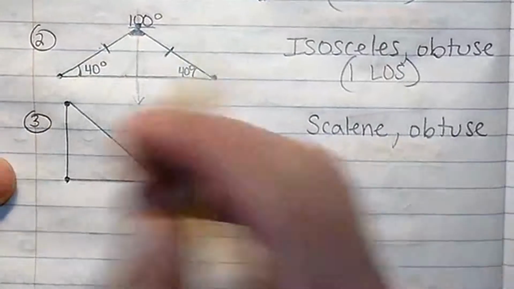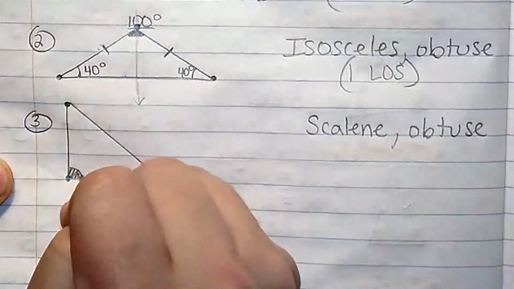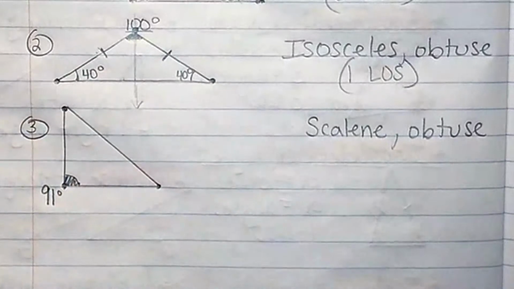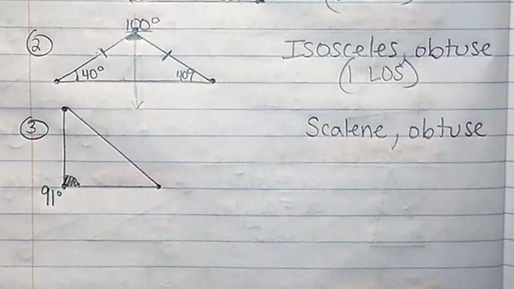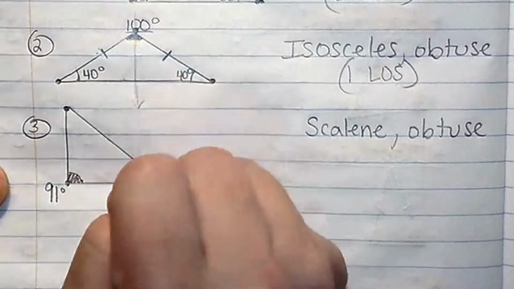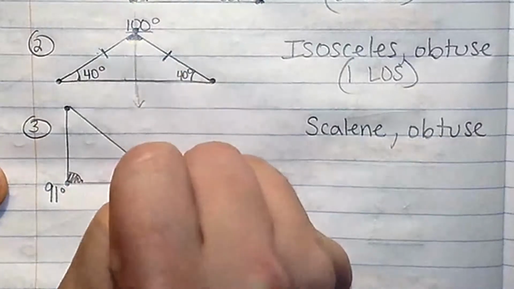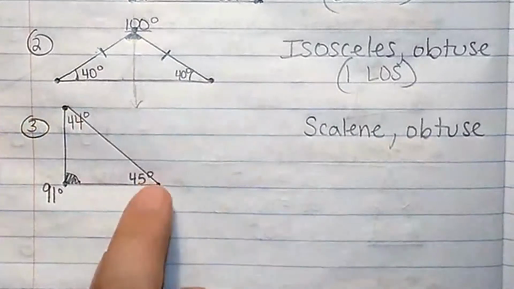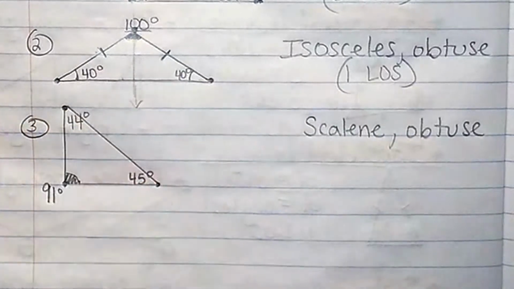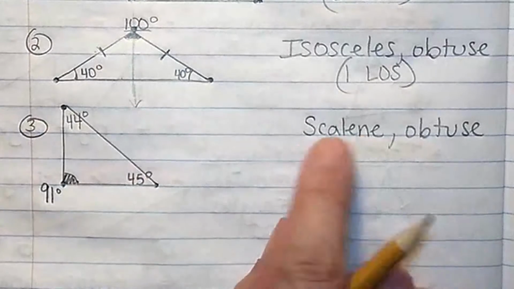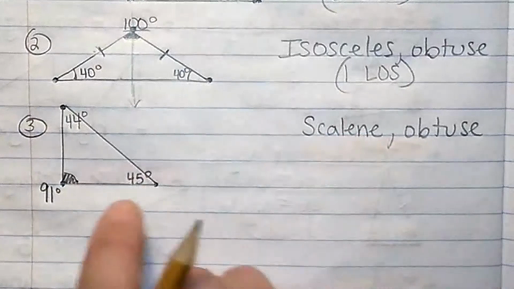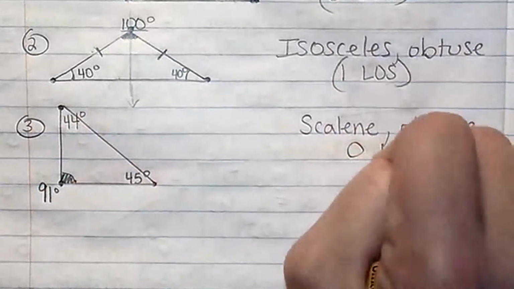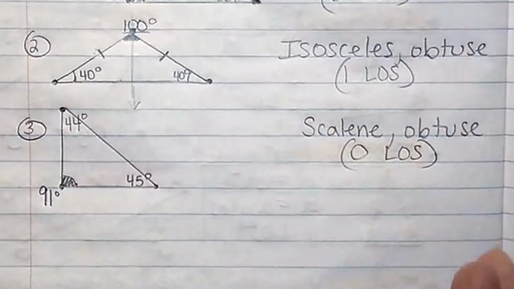It sure does. But guess what? I'm going to tell you this angle right here measures 91 degrees. If it measures 91, could that be a right triangle? No. Then I'm also going to tell you that this part down here measures 45 and this part up here measures 44. So are my angles equal? No. So this is an example of a scalene obtuse because it has no equal sides and no equal angles, which means it has no line of symmetry.